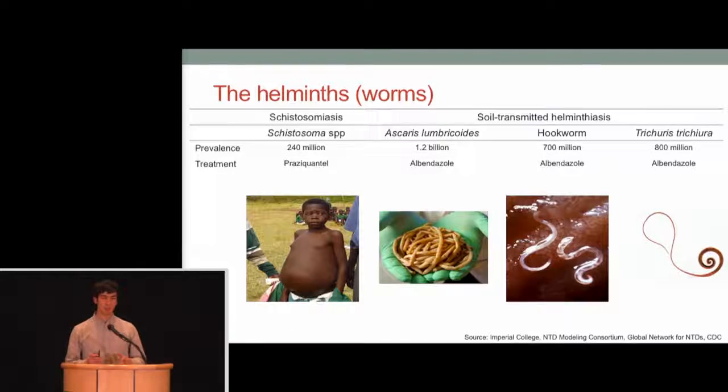Now, the topics of today are going to be about diseases caused by parasitic worms, otherwise known as helminths, and particularly two groups of these diseases, schistosomiasis and soil-transmitted helminths. These diseases affect over 1.5 billion people across the developing world, an astonishingly high prevalence, despite efficacious medicines: praziquantel for schistosomiasis and albendazole for soil-transmitted helminths.